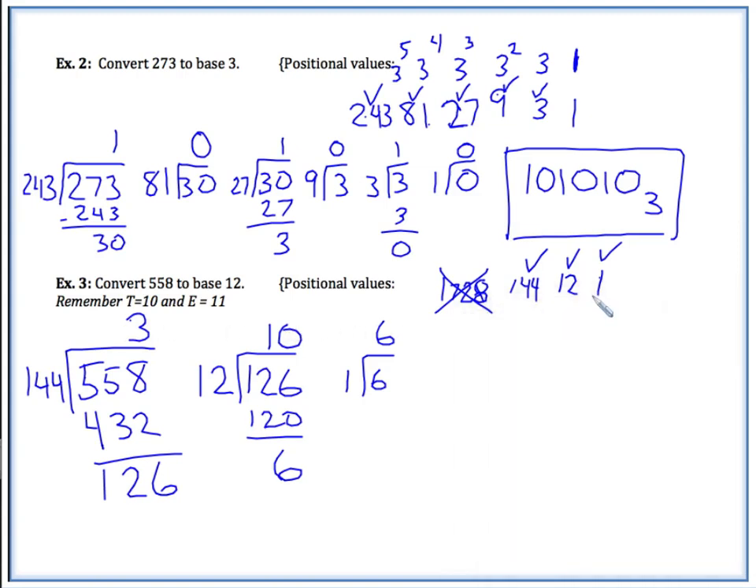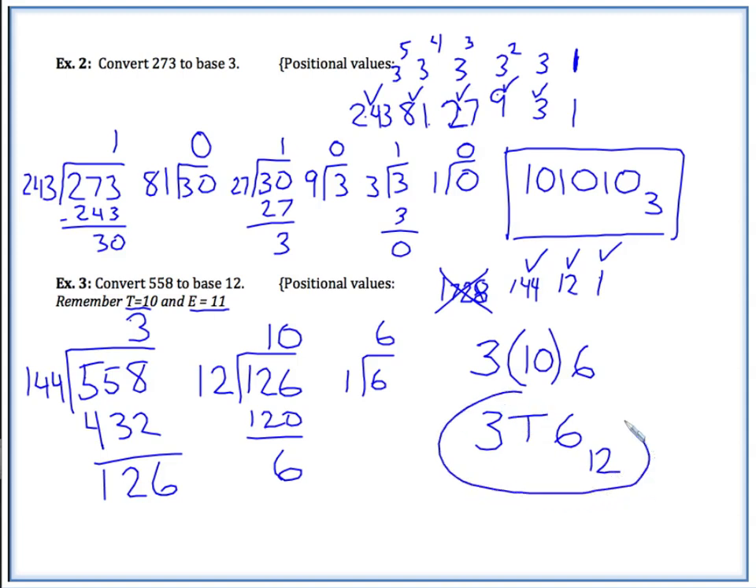So we can only have 3 symbols to represent our number. So we can't write 3, 1, 0, 6 because that would give us too many places. So what we have to do is think about in base 12, remember, that t equals 10 and e equals 11. So instead of writing 3, 10, 6, we actually write 3t6. And then we finish it off with base 12. So anytime we're converting to a base higher than 10, we've got to keep our eye on using those letters to represent the numbers 10 and higher.